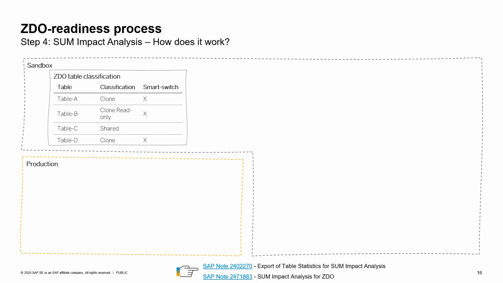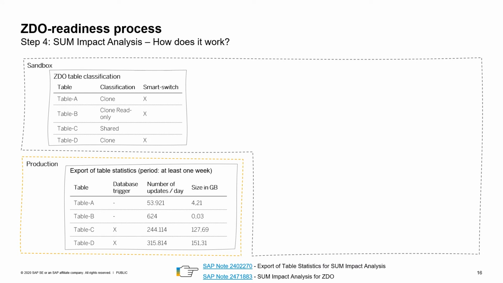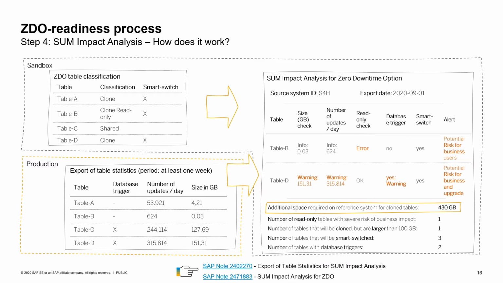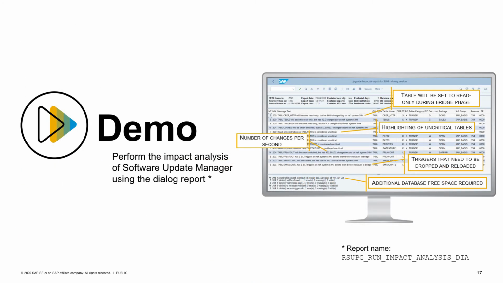We're going to start with a ZDO project in the sandbox system. And if we apply the same stack in the sandbox and also later in the production, the classification algorithm always calculates the same result. So now what we can do is, already in the sandbox, we can export the statistical usage from production and merge both the information. And in the end, we can get a simplified output where we get the information, for instance, table B gets changed more than 600 times a day, but is getting set to read-only, and that has been highlighted in the report. Now, let's take a look at the demo and see how the impact analysis works in the dialog mode.